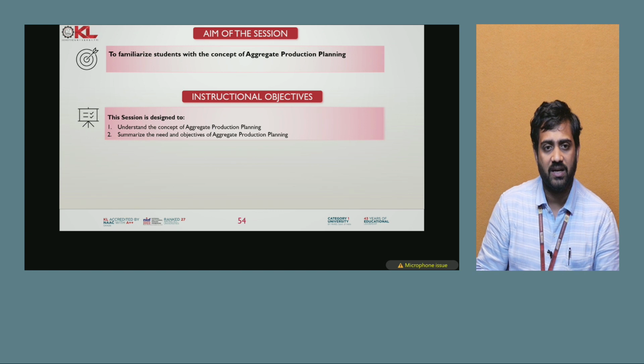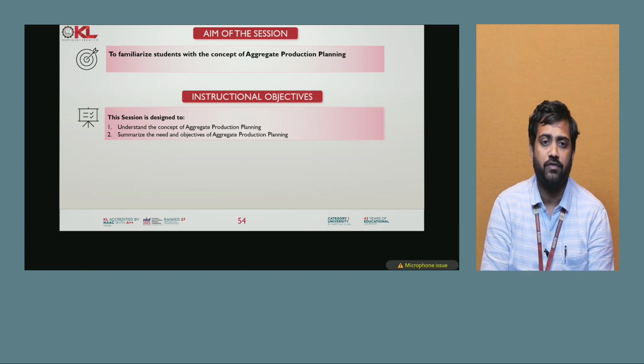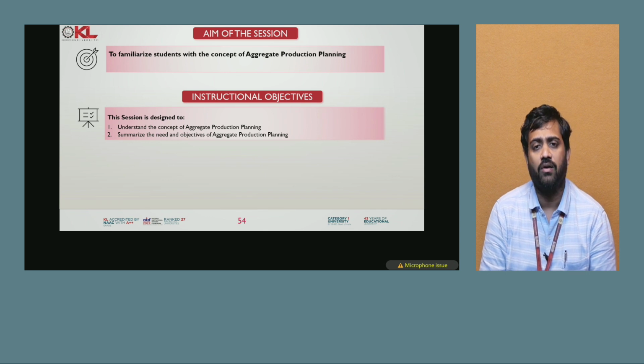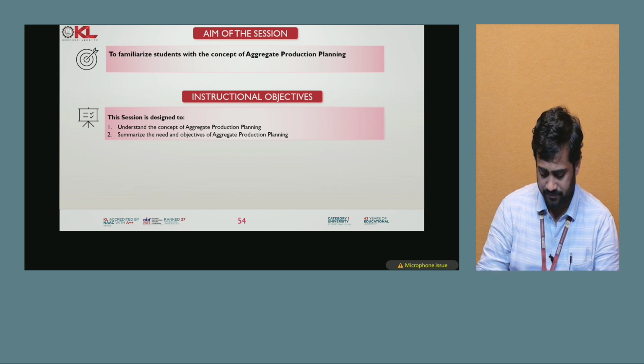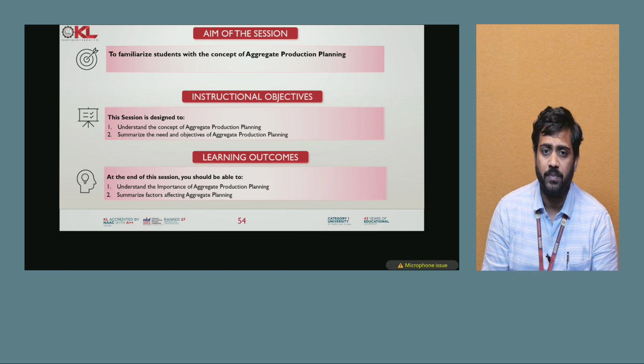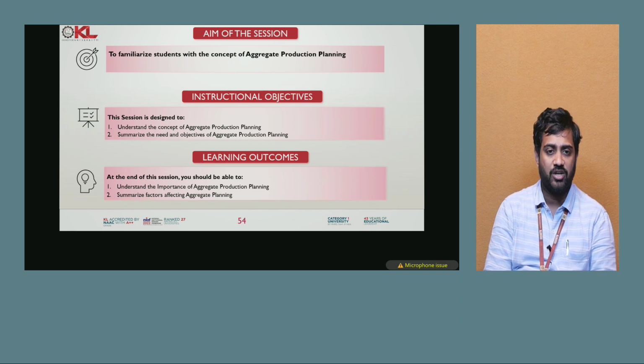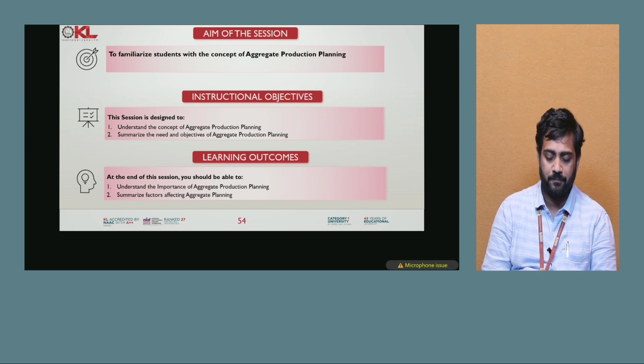The session is designed to understand the concept of APP and to summarize the need and objectives of APP, aggregate production planning. The outcomes expected from the students are that they can understand the importance of aggregate production planning and be able to summarize the factors affecting aggregate planning.